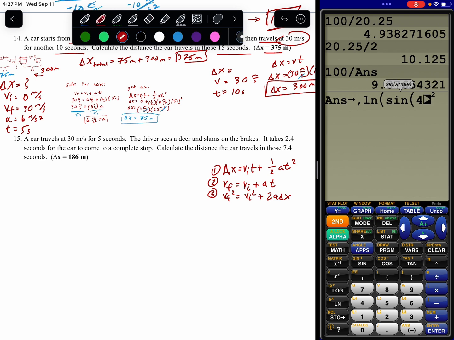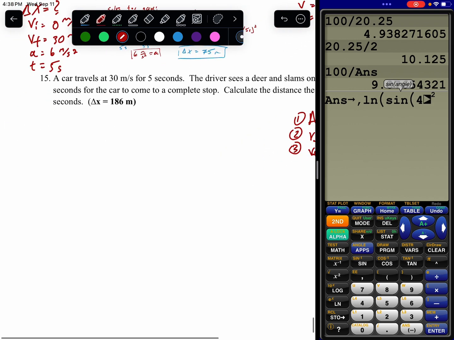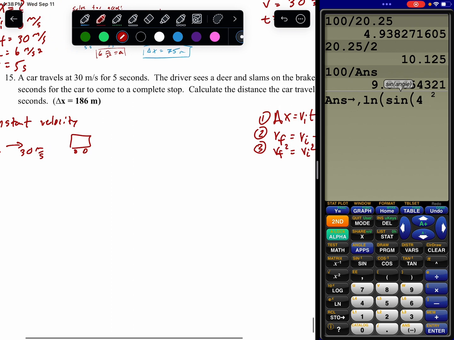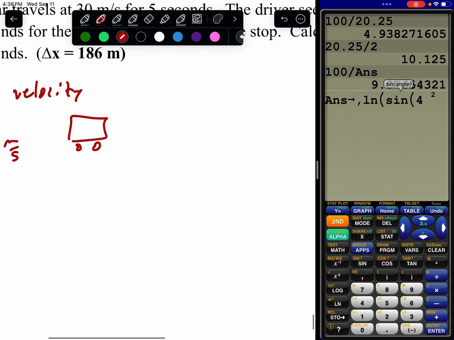So let's take a gander at what we got here. We once again have a car that is traveling at a constant speed. So we'll write that down. Constant velocity of 30 meters per second until a deer jumps out into the road.